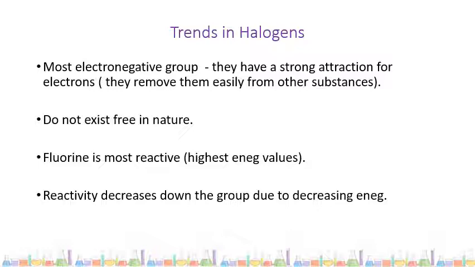Fluorine at the top of the group is the most reactive because it has the highest electronegativity value. The reactivity then decreases down the group due to the decreasing electronegativity value. And if we go back to what we mentioned about our trends in electronegativity, the reason they decrease down the group is due to the increasing atomic radius and the screening effect of the inner electrons.